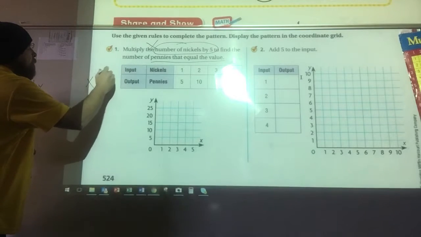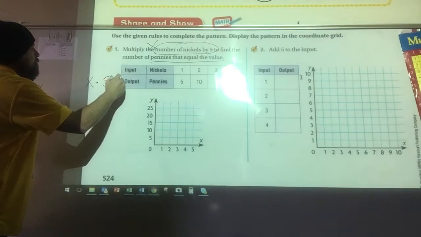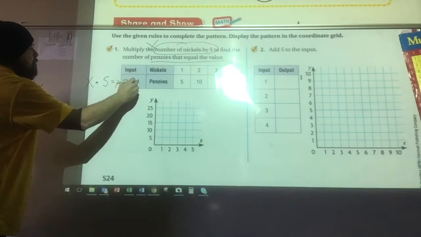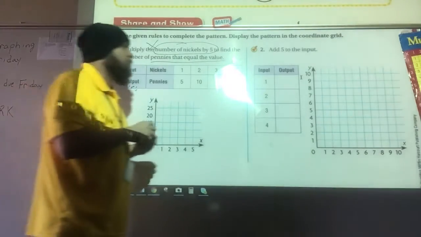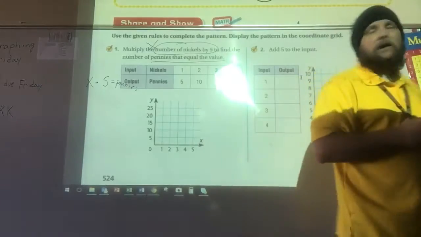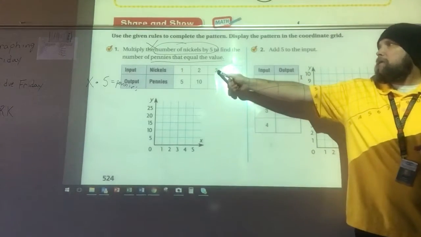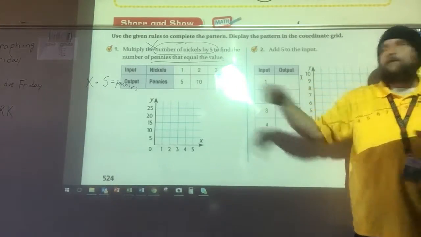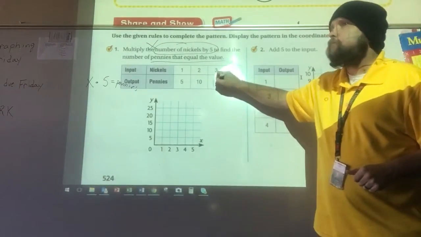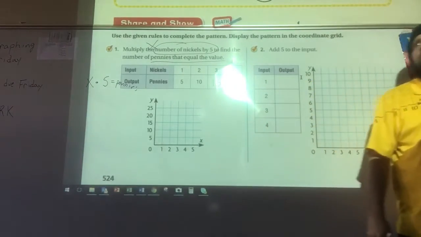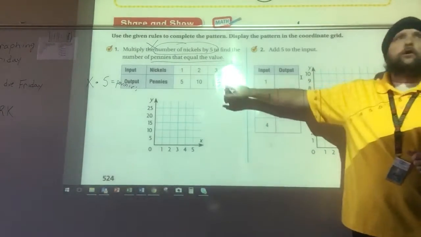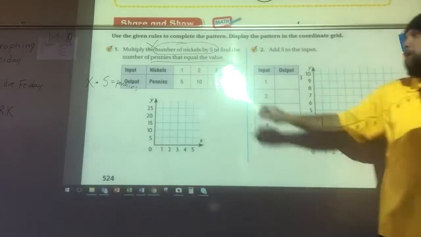X times 5 equals the pennies. So Renaya, 3 nickels is how many pennies? 15. Oh, let's go. Andrew, 4 nickels is how many pennies? 20.